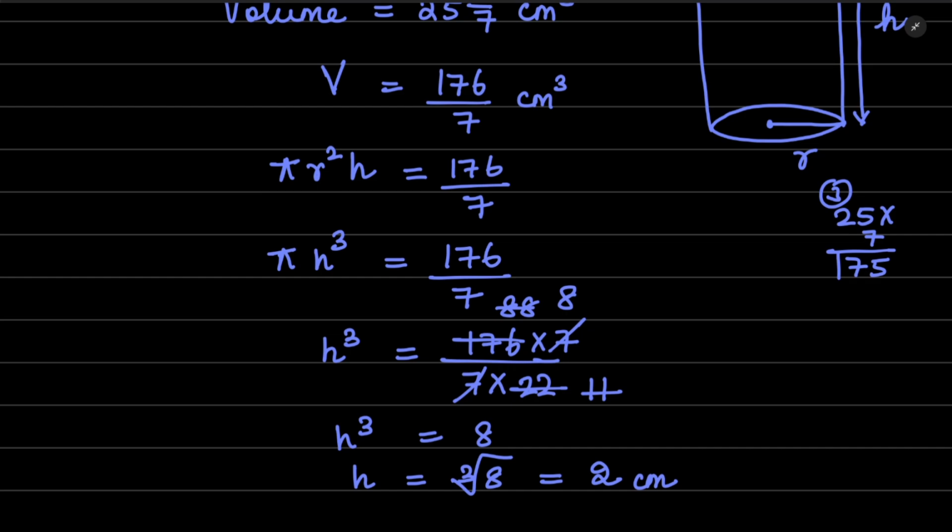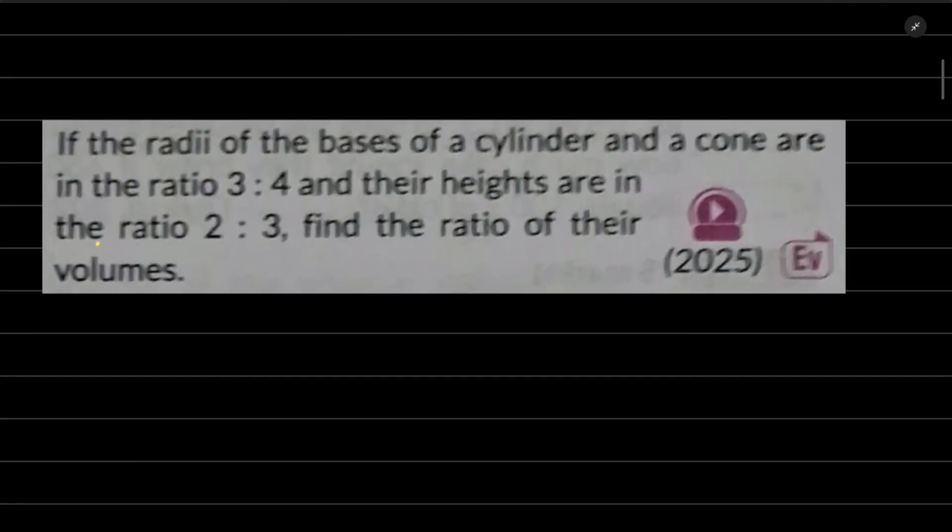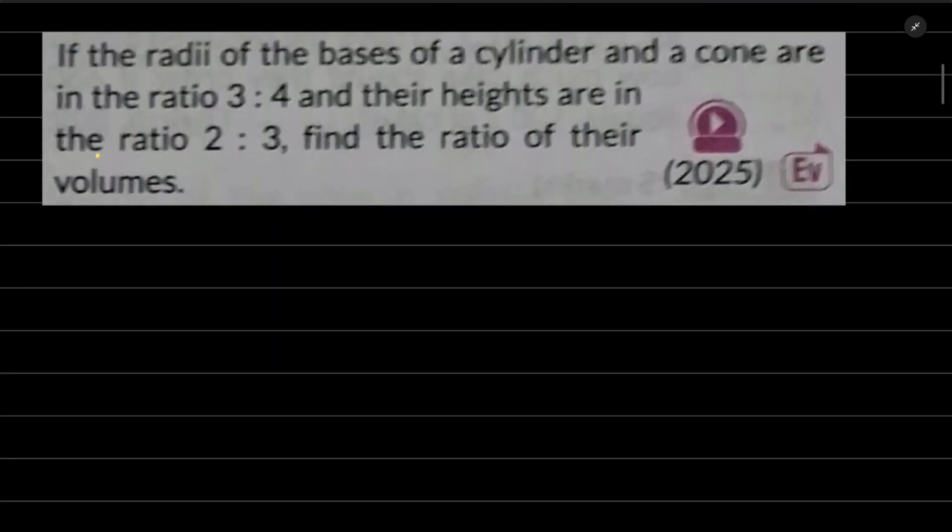Let's do some more questions related to surface area and volume. Let's move on to this question. So here in the question, you are given, if the radii of the bases of a cylinder and cone are in the ratio 3:4 and their heights are in the ratio 2:3, find the ratio of their volumes. So it's a very good question.